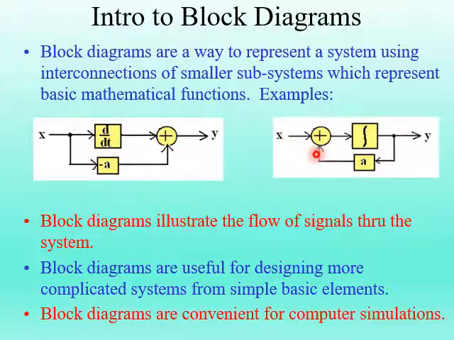In this example here, you can see we have an adder. We also have an integrator, a block that performs integration. And then we have another multiplication over here. So block diagrams illustrate the flow of signals through the system. In these examples, you can follow the input signal. For example, x coming in here goes into the differentiator, and it also splits off and gets multiplied by negative a. And then those two signals come together and are added to form the output.